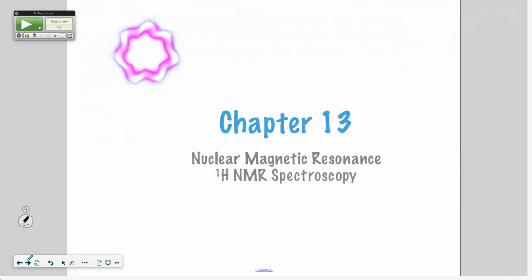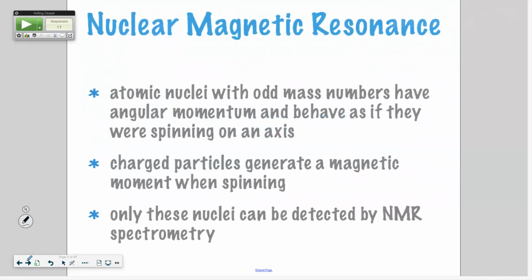Okay. You're going to start chapter 13 today. It's going to take a few days to get to chapter 13. Okay, and this involves something called nuclear magnetic resonance. Atomic nuclei with odd mass numbers have angular momentum and behave as if they were spinning on an axis. If you are a charged particle and you're spinning on an axis, you generate a magnetic moment when spinning.